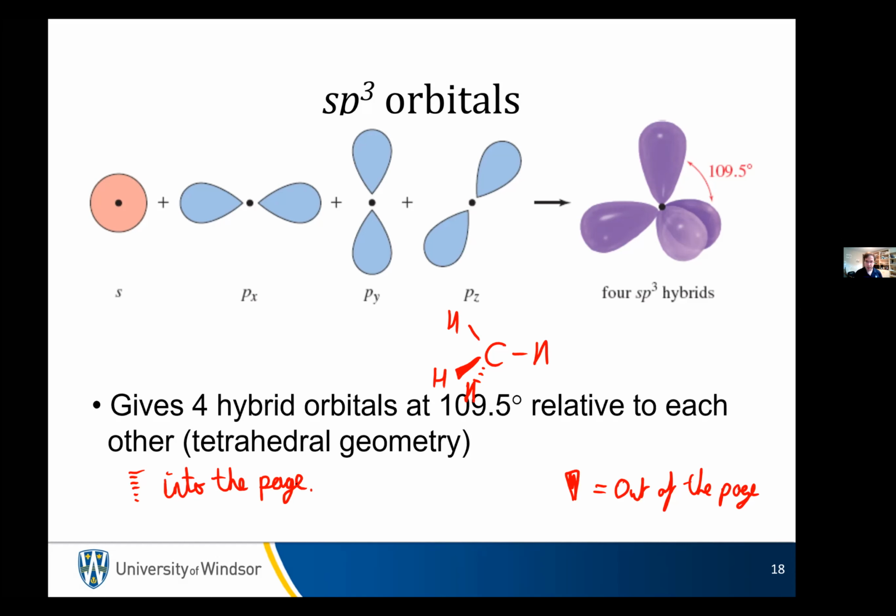Going back to how we got 3 sp2 orbitals, you know what, Abid, I think you might have just missed it and tuned out for a second. I'm just going to continue here.